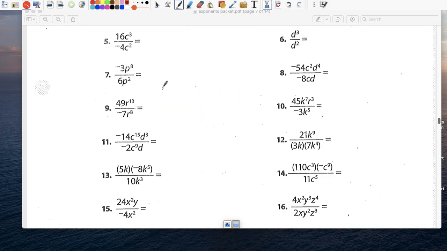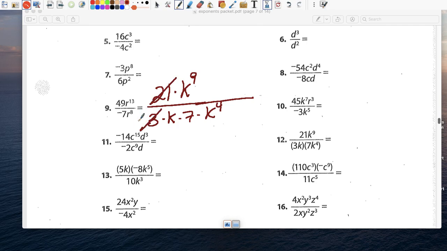Problem 12 again: 21 times k to the 9th power over 3 times k times 7 times k to the 4th power. Okay, let's try doing this without writing it in expanded form. So can we simplify anything? Let's see. 21 divided by 3 is going to be 7. And this becomes 1. And then we simplify this 7 with this 7, it becomes 1 and 1. So as far as our coefficients, it's just going to be 1.